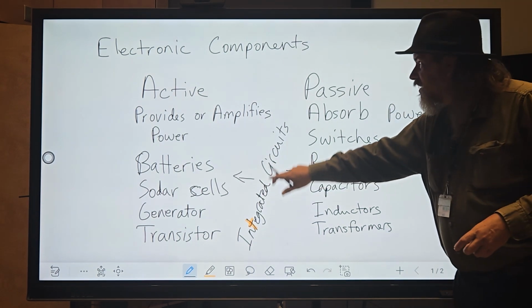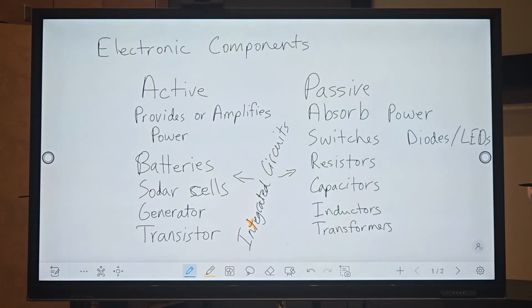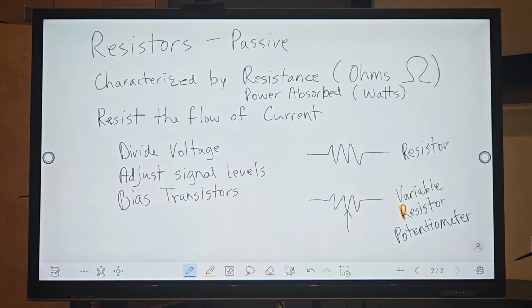Integrated circuits can be either active or passive. Yeah. Got it? All right.